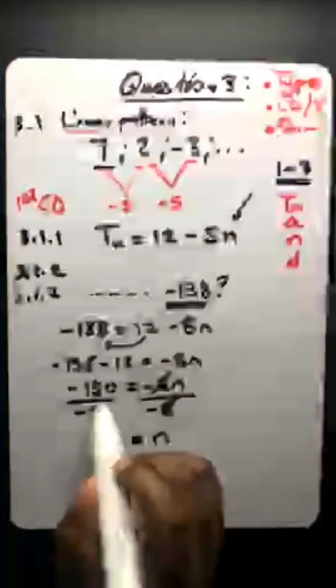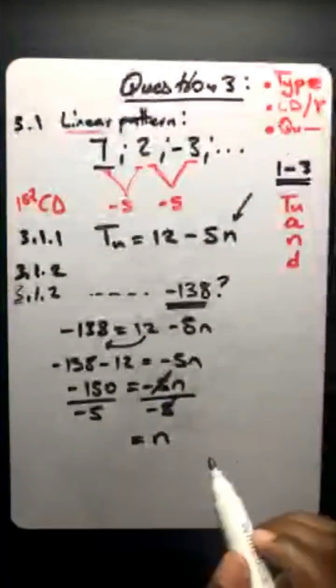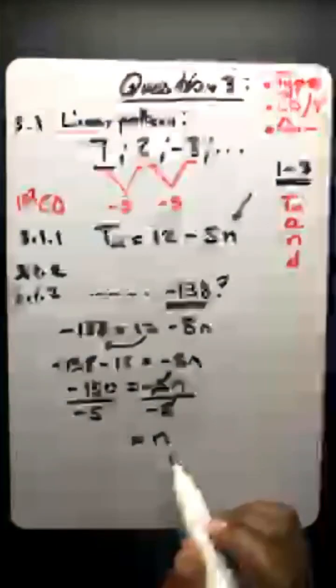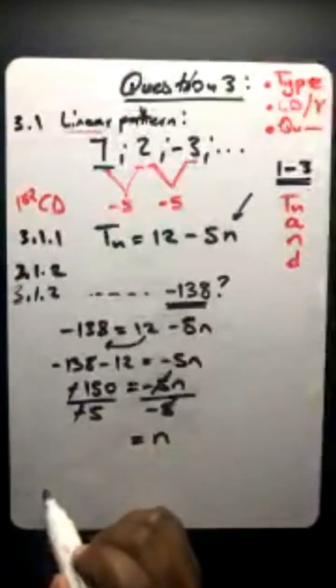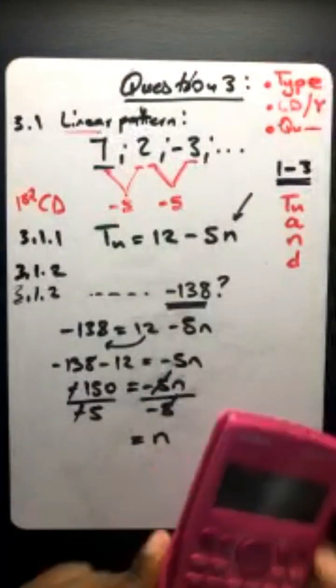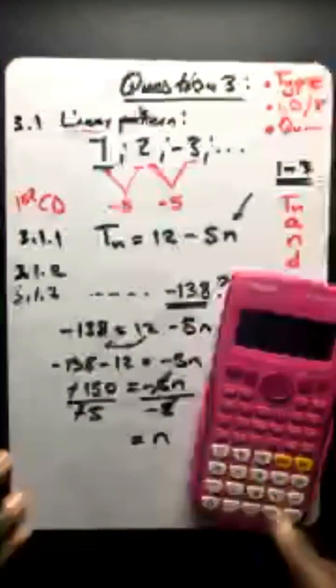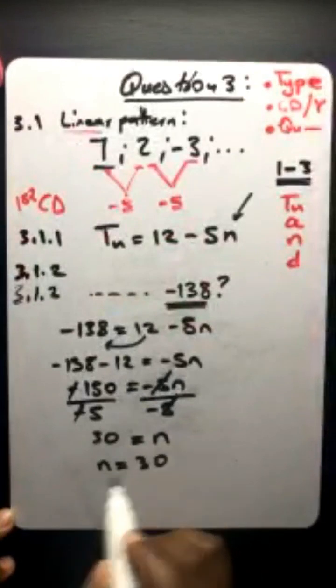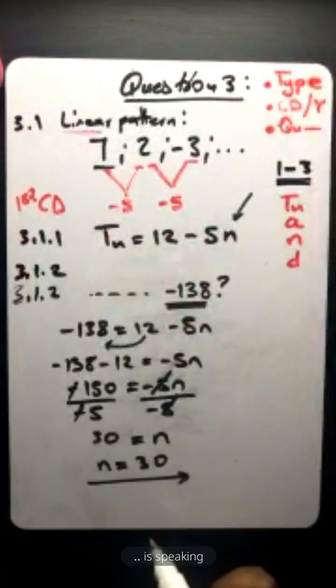What is that? I'll need a calculator there. I just know it's going to be a positive value. 150 divided by 5 is equal to 30. Is everyone getting 30? Then you can say n equals 30. Is everyone getting 30 there?